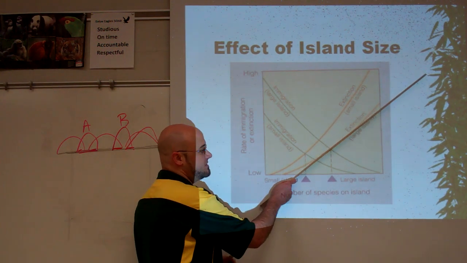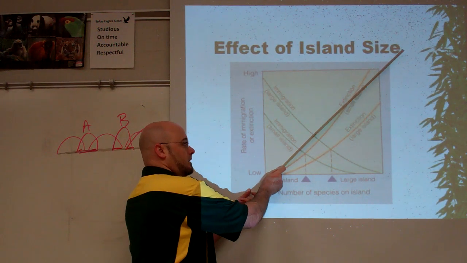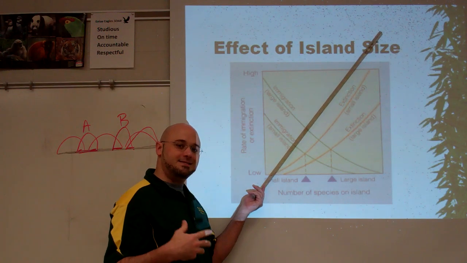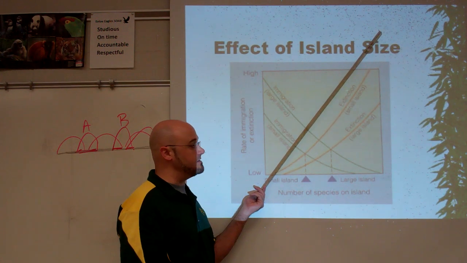So for a smaller island that's harder to find, extinction rates will go up. This wasn't described yet, but that means less resources on the island, less food, less niches, less places to live.